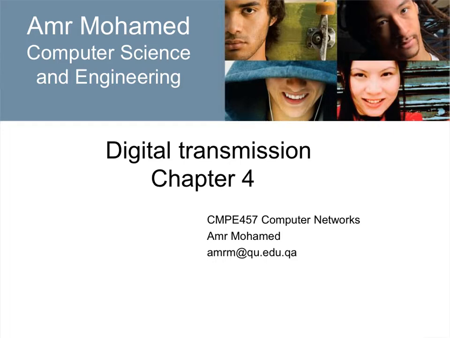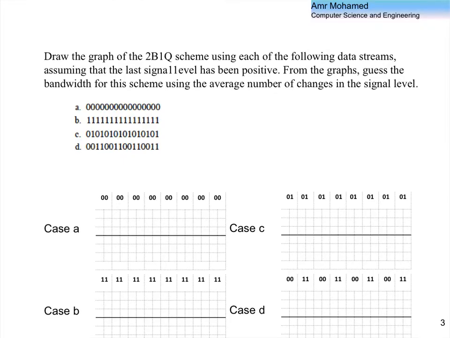So for chapter 4 first, we discussed the digital transmission, so to transfer digital data using a digital signal. Okay. So this is baseband transmission. So in this chapter, we discussed line coding schemes. We discussed the pros and cons for each line coding scheme and so on.